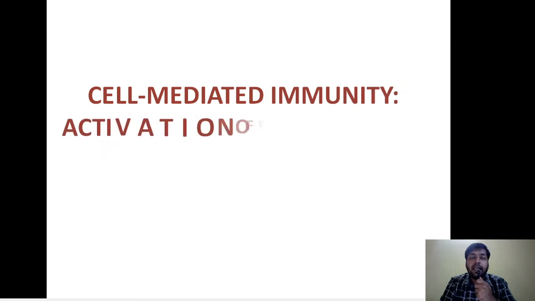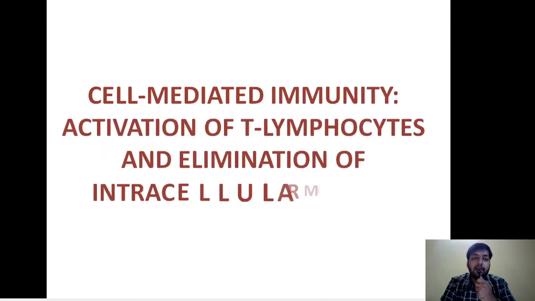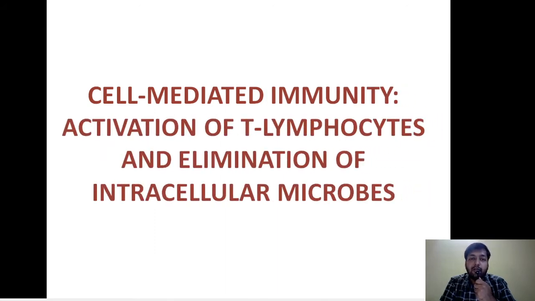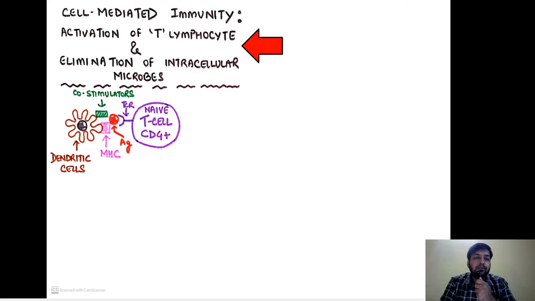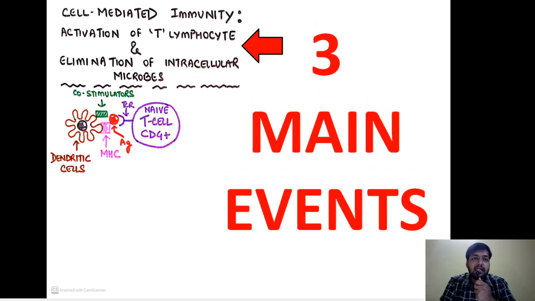Now coming to the second leg, that is the cell mediated immunity, activation of the T lymphocyte and elimination of intracellular microbes. So again, this is a very important part. Now there are 3 main events which we are going to study under cell mediated immunity. So first of all, let us try to understand the first event. This diagram is quite small, so let us go to a bigger version of the same diagram.